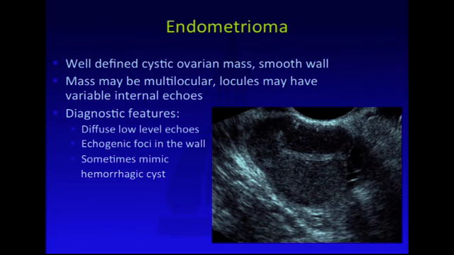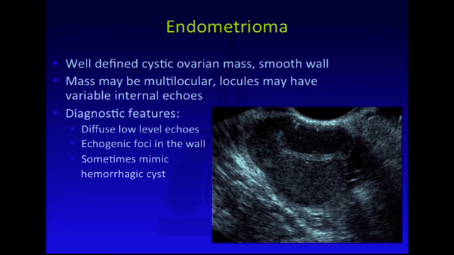The next lesion that we can readily diagnose with confidence is endometrioma, and it will appear as a well-defined cystic ovarian mass with a smooth wall. And the characteristic diagnostic feature is these diffuse low-level echoes. The mass may be multilocular, and the locules may have variable internal echoes because these bleed periodically at different times. The other thing to look for in endometrioma is these small echogenic foci in the wall, that may be resulting from hemosiderin deposits.